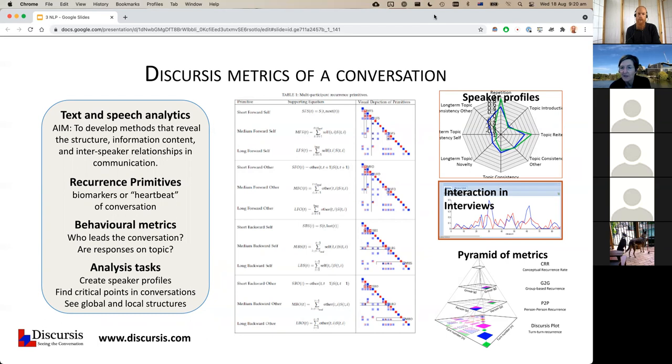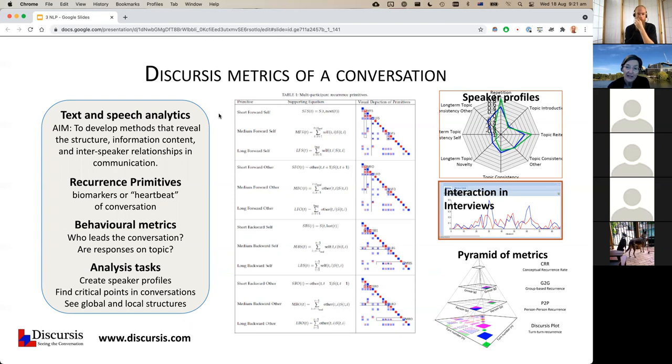It doesn't tell you everything about a conversation, but it helps you understand when people are talking about the same thing, talking about different things, when a conversation is moving, when it's stalled, when one person is dominating, when people are ranting, when they're not talking about the same thing, when they're talking past each other. So there's a whole series of different things you can do here. There's an entire table of these, how you create recurrence metrics for multiple participants.